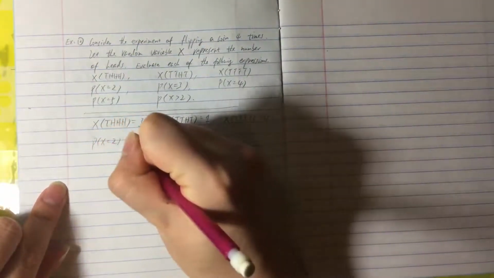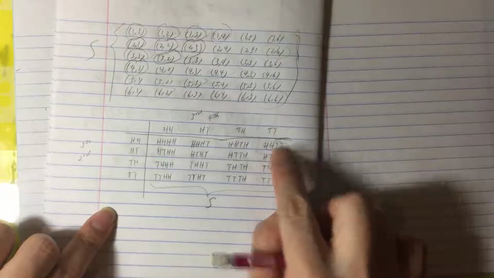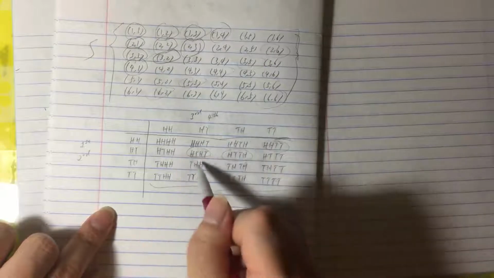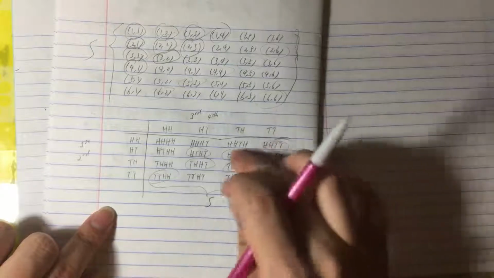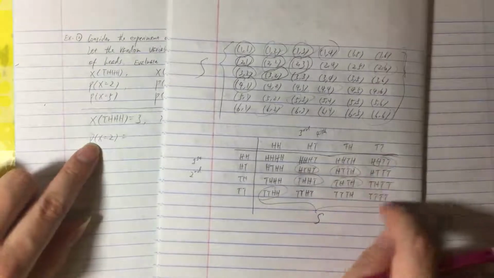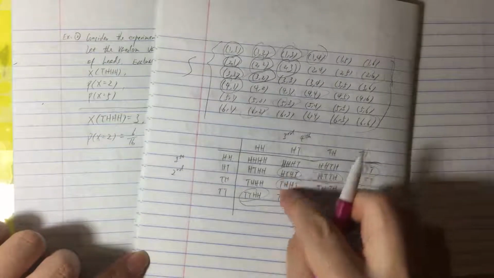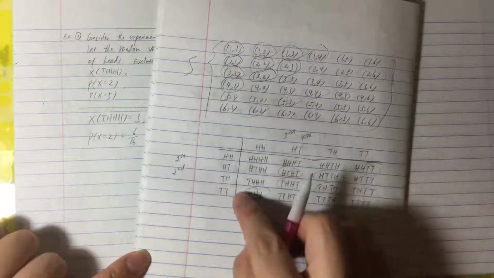What's the probability that X equals 2? X represents the number of heads. For each of these sample points, X is 2. So for these 6 sample points, X is 2. So the probability that X equals 2 is 6 out of 16.